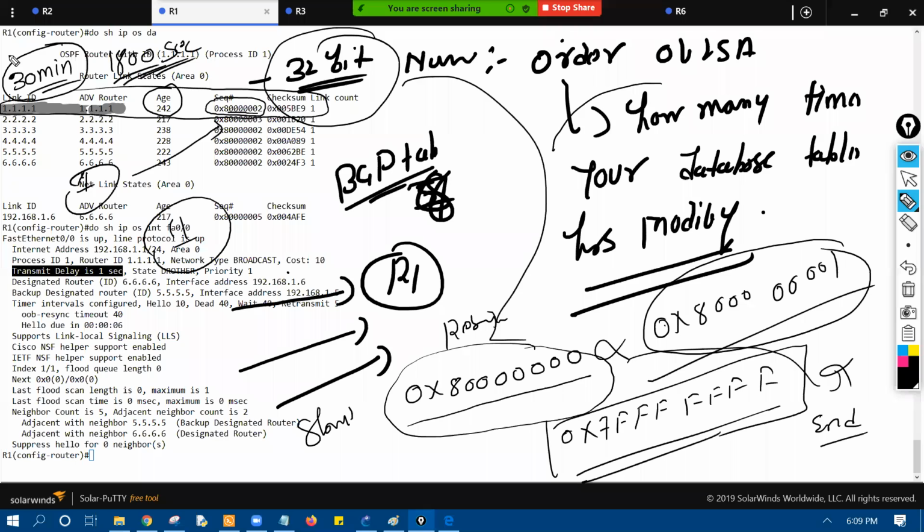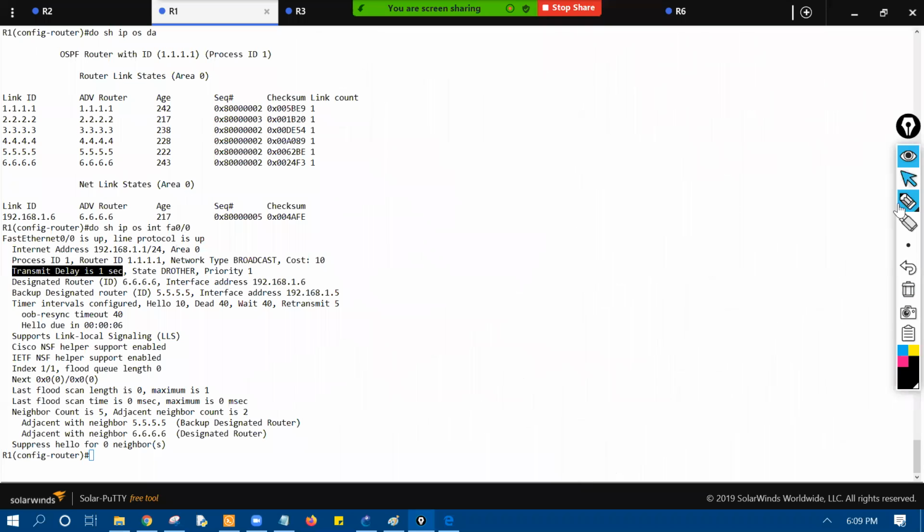In that condition, again, the sequence number will be incremented. The sequence number is just going to tell you whether this database table is stable or not. That's it. Then after that, we have a checksum. That checksum is just going to check for errors. Do we have any error or not? And the last one is the link count. Link count means how many links are connected with the R1 router.